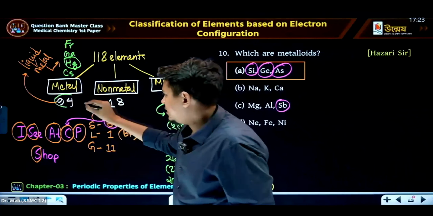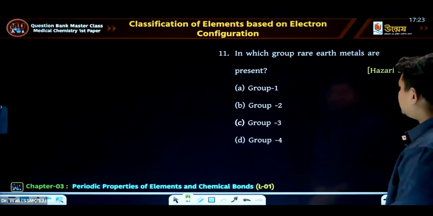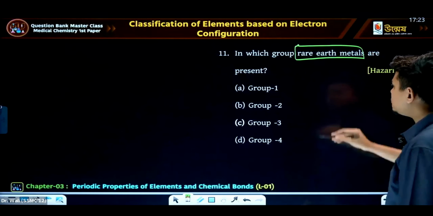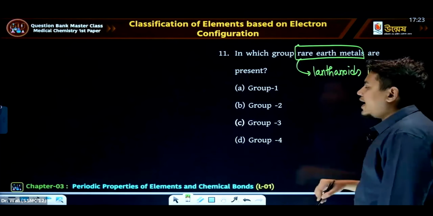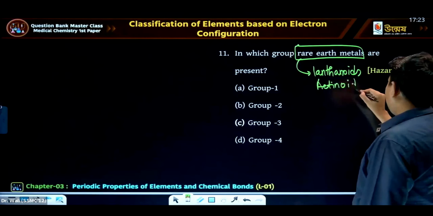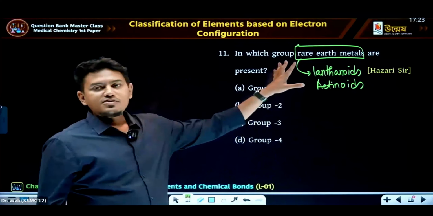Okay, I think we have already provided the necessary information regarding this topic for the admission test. Let's move on. In which group are rare earth metals present? Actually, our lanthanides and actinoids, which are placed at the bottom of our periodic table due to no room in group 3, are called rare earth metals.